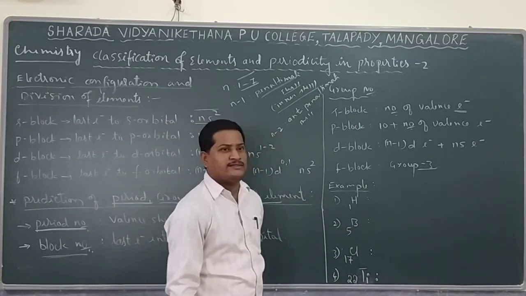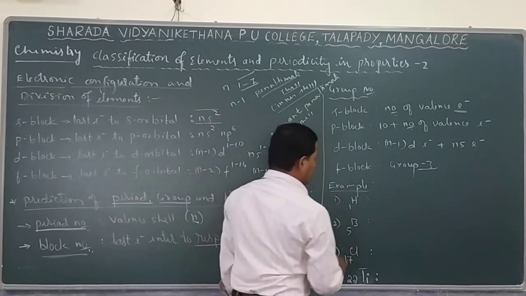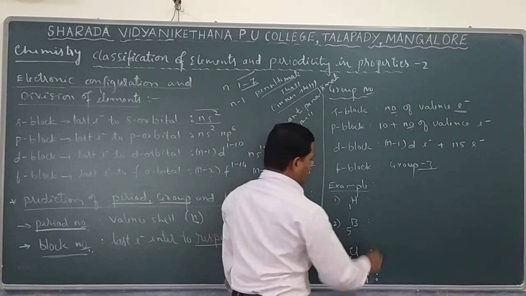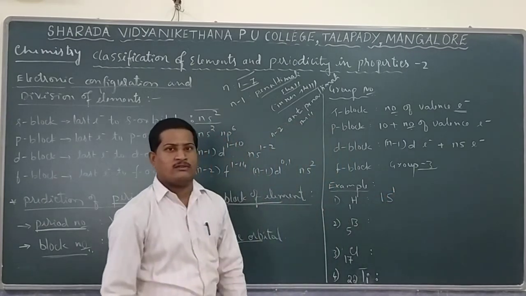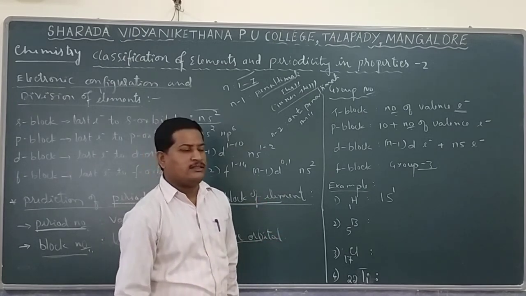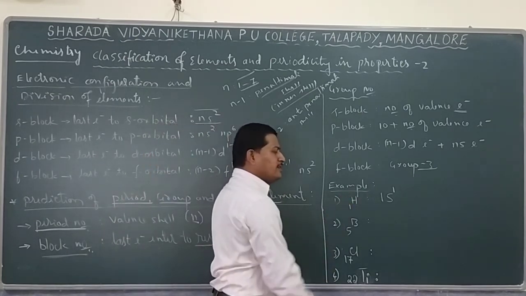Let us go with the example. I have hydrogen, its atomic number is 1 and its electronic configuration is 1s1. Now tell me which block, which period and which group this hydrogen belongs to.